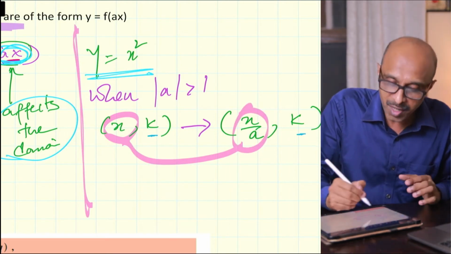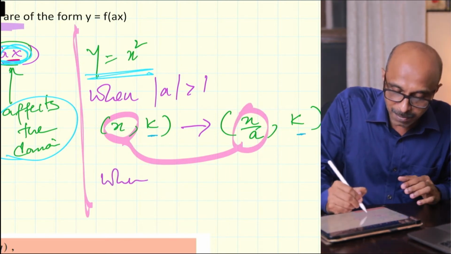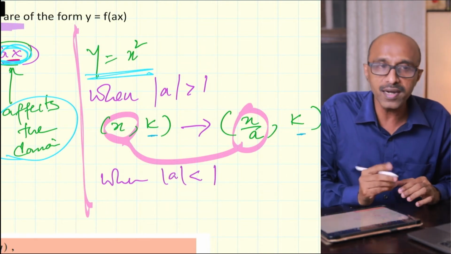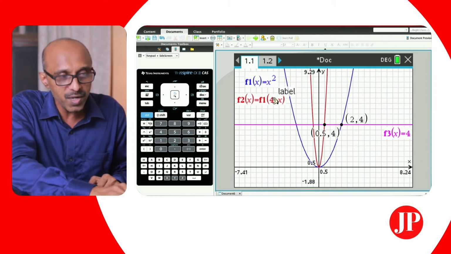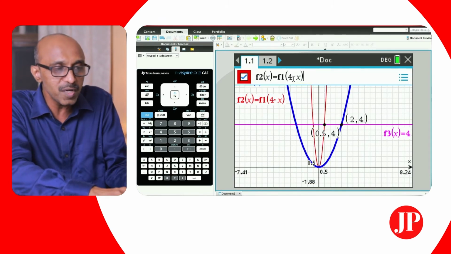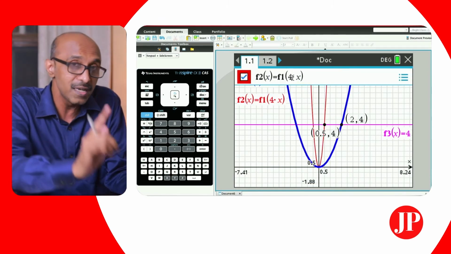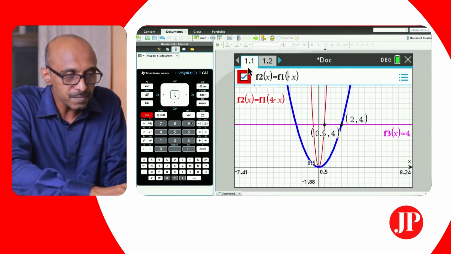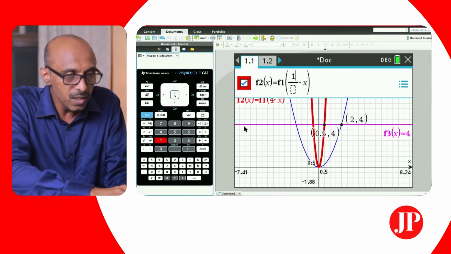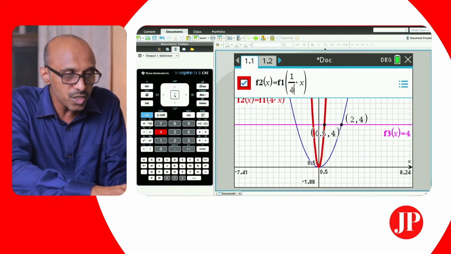Now let's find out what's going to happen when the absolute value of a is less than 1. Let's take a value less than 1 and check on our calculator. This was 4 right now. Let's make it 1/4, because 1/4 is less than 1, and we're still keeping it positive, remember? I'm going to enter that fraction again, and let's watch out for our point.